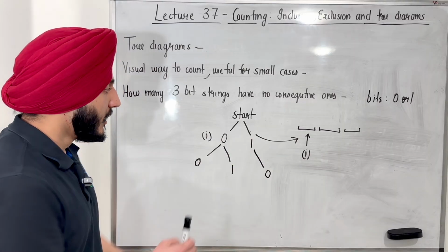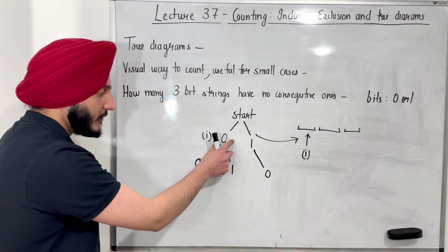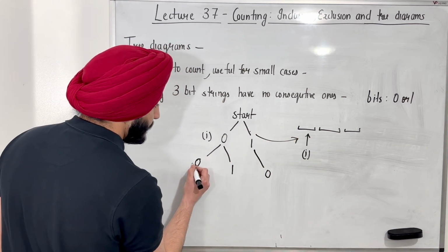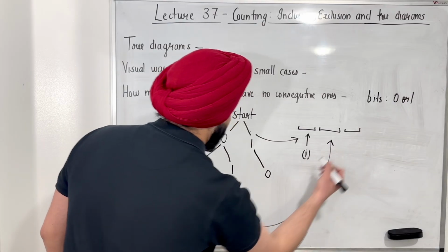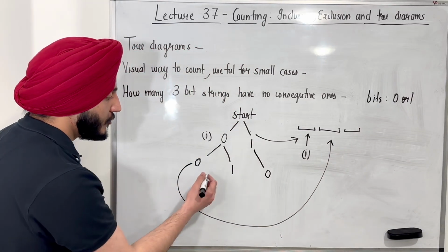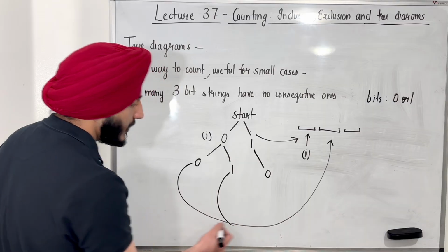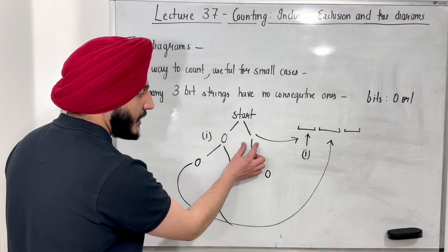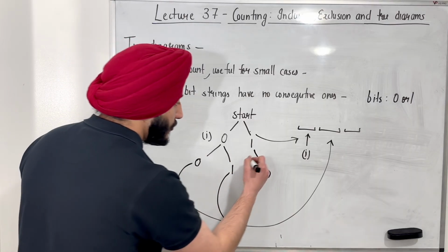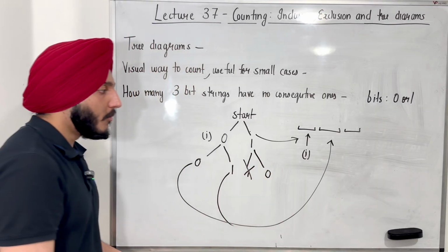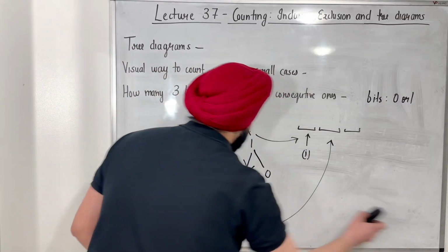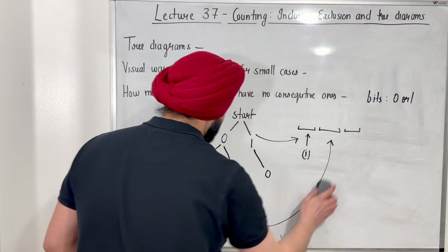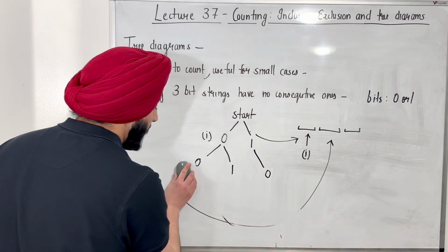Let's say in the option I choose 0, for the second place's option, I can choose either 0 or 1. That's totally fine. But if I chose 1 for my first position, I cannot choose 1 in this case. That would be wrong. Why? Because we can't have consecutive ones. So the only option I'm left with would be 0. I hope this is making sense until this point.